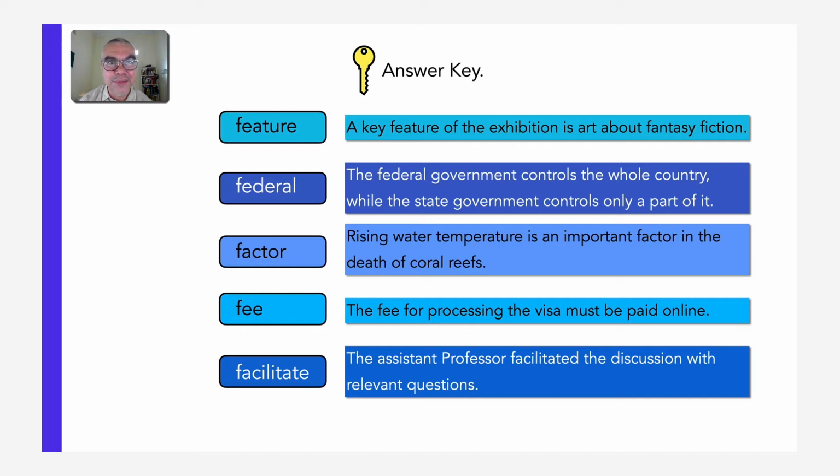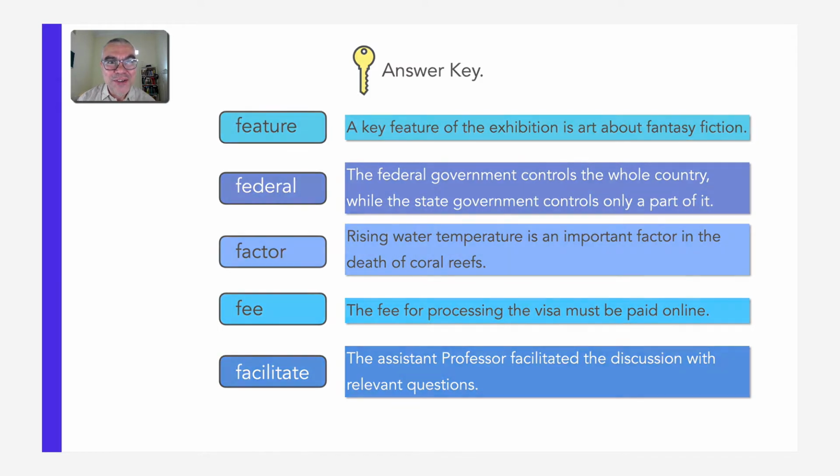And then factor. Rising water temperature is an important factor in the death of coral reefs. Next we have fee. The fee for processing the visa must be paid online. And the last one in this group, facilitate. The assistant professor facilitated the discussion with relevant questions. All right, that's group 1. Are you ready for group number 2 of these words? Let's go. Here they are.